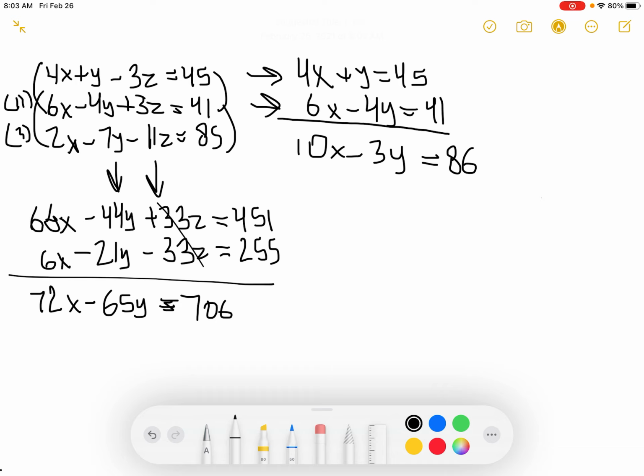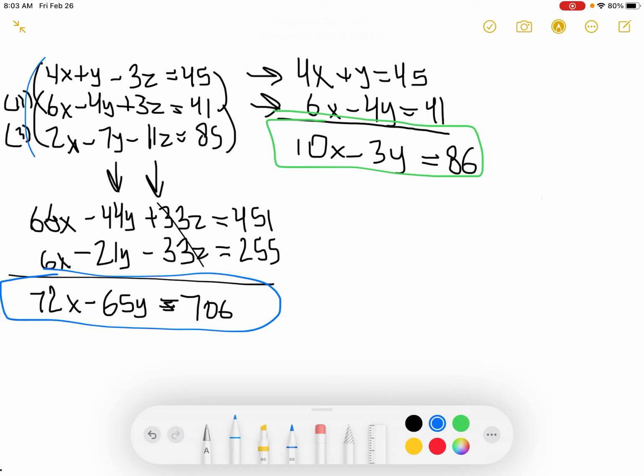Now we have two equations. What we have to do with them is multiply something by a number to cancel something else out. And this time you can choose x or y. So once again, we have two equations. One here that we did first, that was the product of these. And then we have this one, that was the product of these.